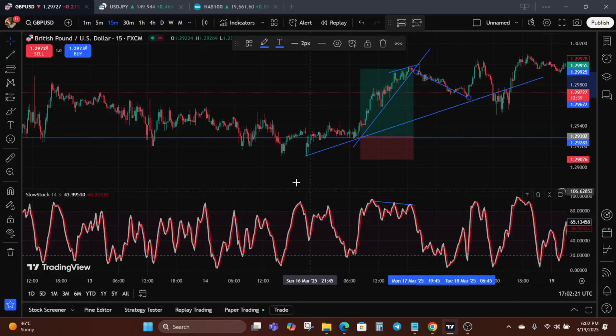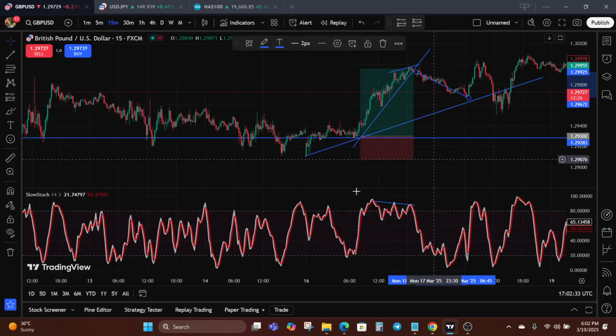All right. So on the flip side, when price makes a new low, but the slow stochastic makes a higher low, this is a bullish divergence. So that signals a possible trend shift to the upside. This was the case of a bearish divergence. The reverse is the case for a bullish.